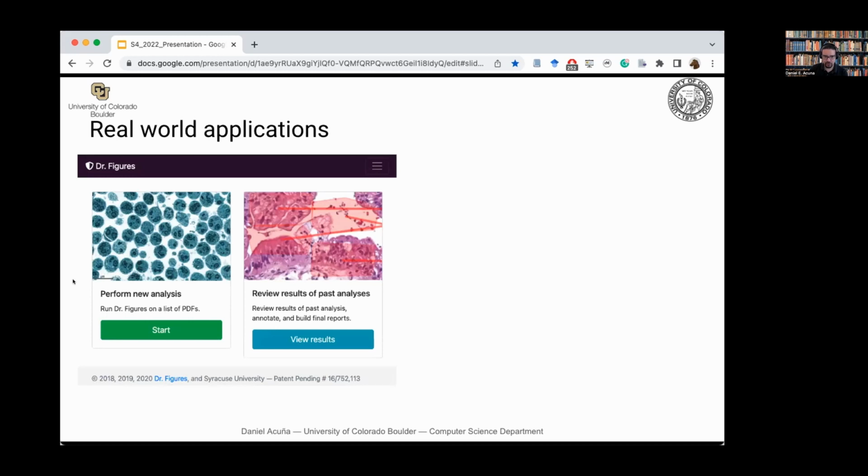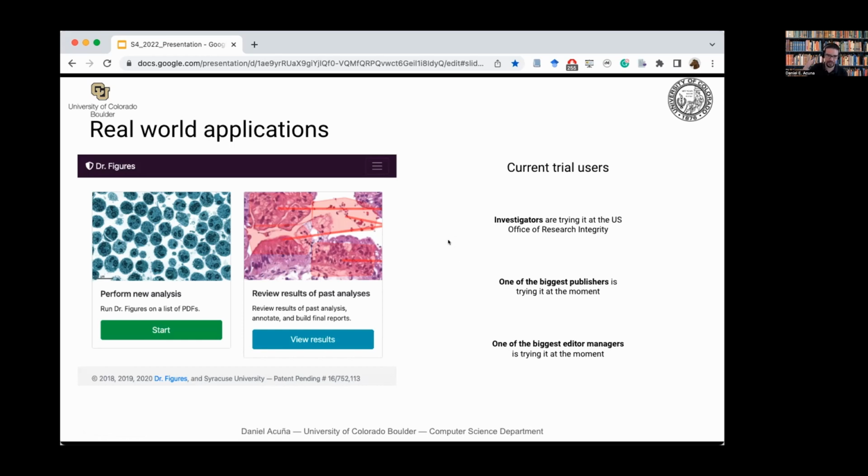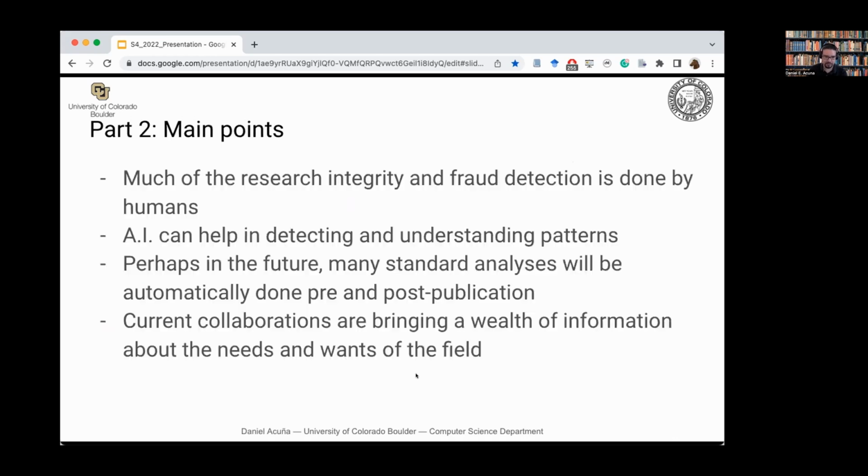So we developed a tool, similar to Eileen, that I developed at Syracuse, and it is being tried for detecting potential graphical integrity problems. It's being tried by, I cannot mention the names, the US government, by publishers, and by editorial managers, who are running it on every submission.